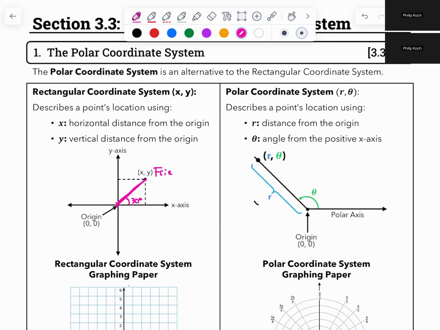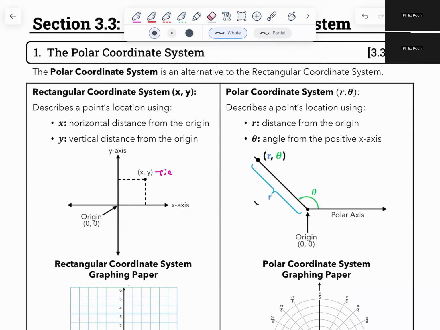So at the end of the day, a rectangular coordinate system and a polar coordinate system are two ways to describe the exact same point, just in different operations. With a rectangular grid, we have a horizontal distance from the origin and then a vertical distance from the origin, and that's how we find our points.